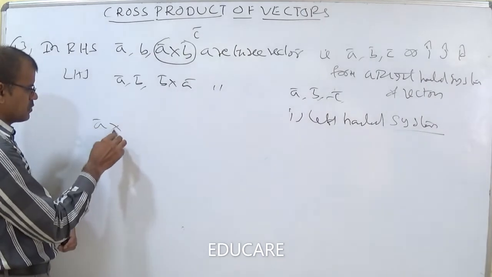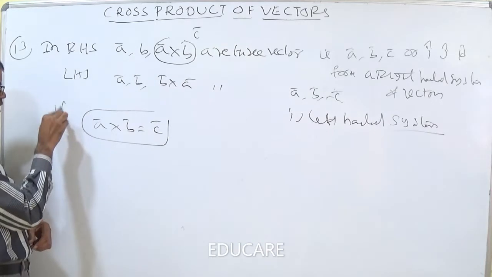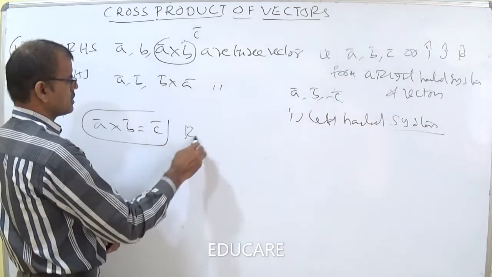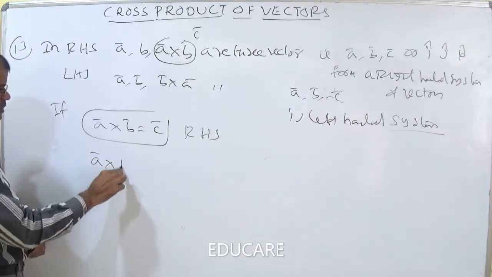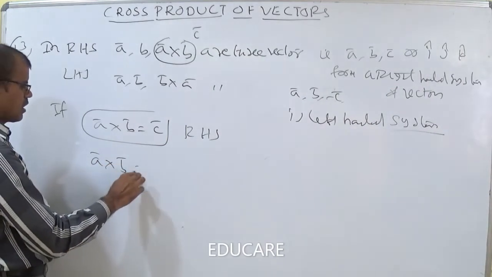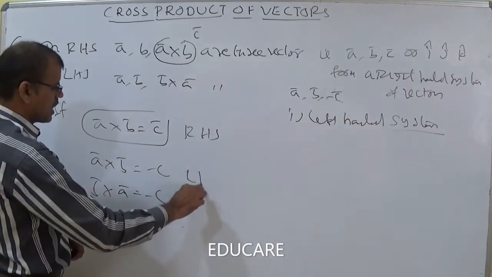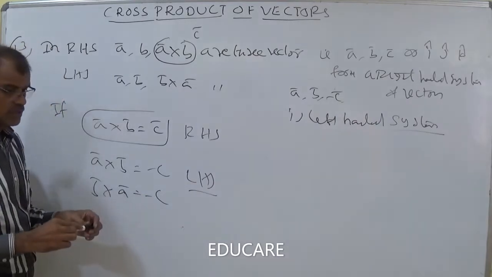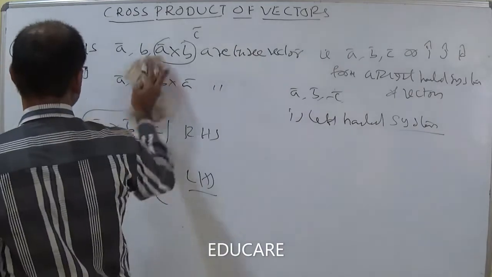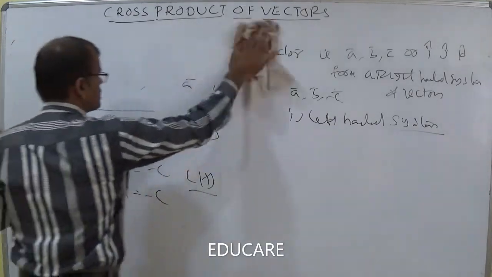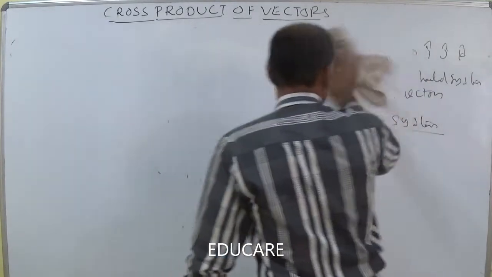Now in that you can say, if A cross B is equal to C, it is RHS, a right-hand system. If A cross B is equal to minus C or B cross A is equal to minus C, it is a left-handed system. This is the distinction between left-hand system and right-hand system. Using that one, we have theory bits and level 1 sums also, so you can do them using this concept.